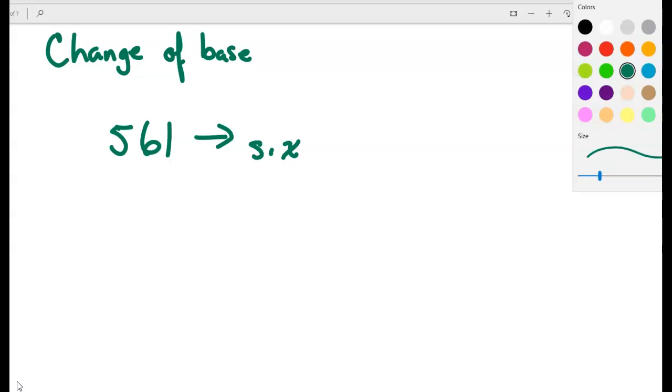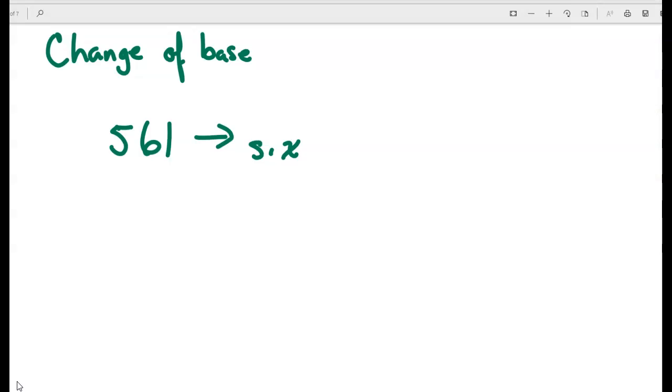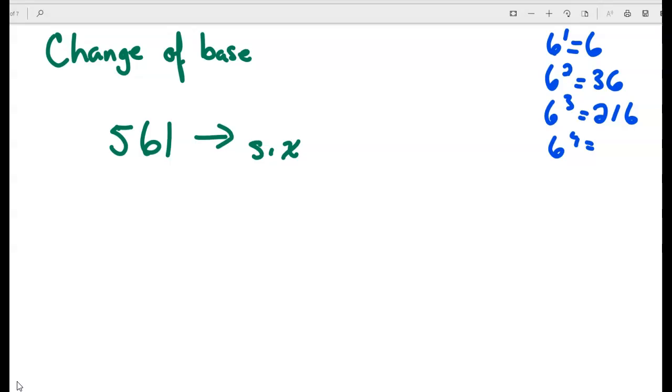Now, when you're working with these bases, look at what you have here, base 6. Come over here to the side. Okay, 6 to the first is 6. 6 squared is 36. 6 to the third is 216. 6 to the fourth is 1,296. And I noticed that 561 is in between these two numbers. So this is my cutoff here.